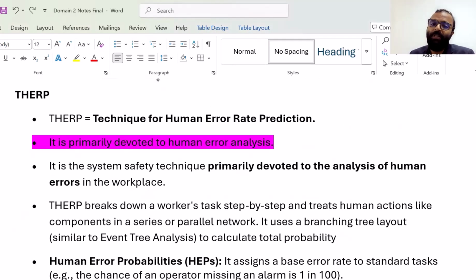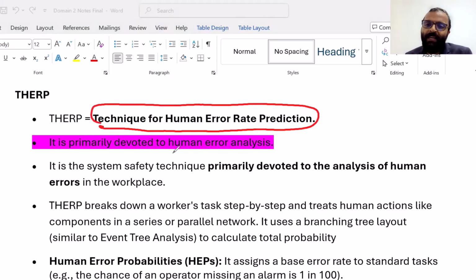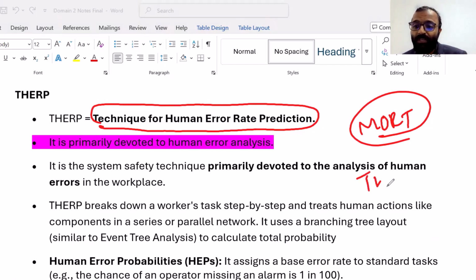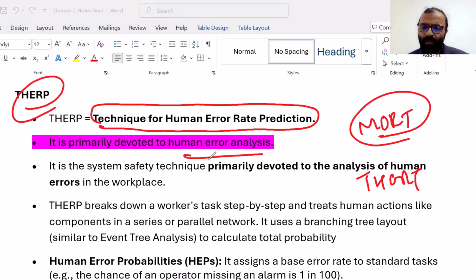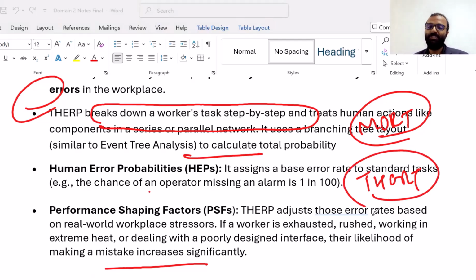Then THERP. THERP means what? Technique for Human Error Rate Prediction. It is primarily devoted to human error analysis. So if you want to check individual human error, use THERP. MORT is what? MORT is a management failure. THERP is how the human has failed. For example, human error probabilities: how much probability is there for a person to fail in that? Or performance shaping factors: why the performance of that particular individual was bad. That level of detail they will be telling about in THERP. Okay.